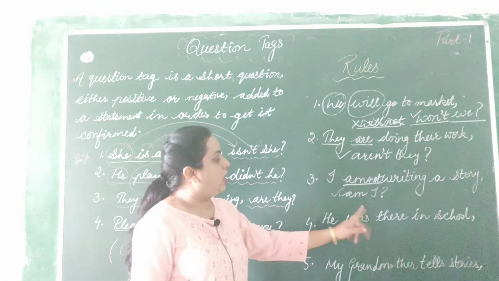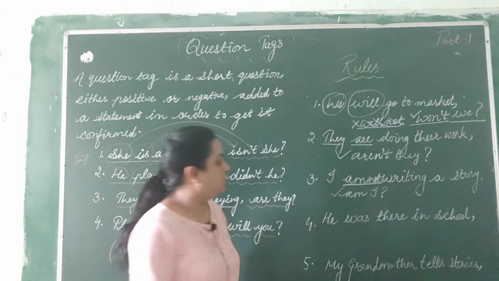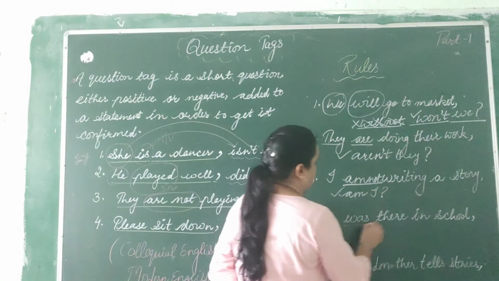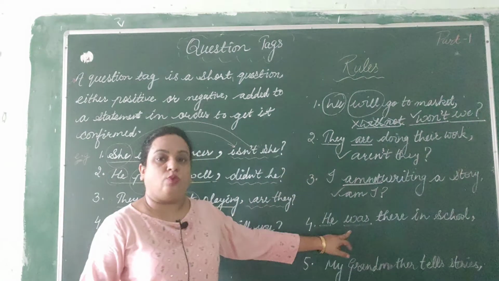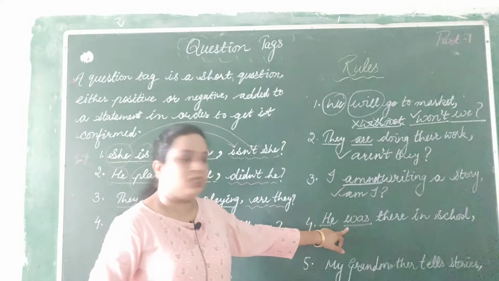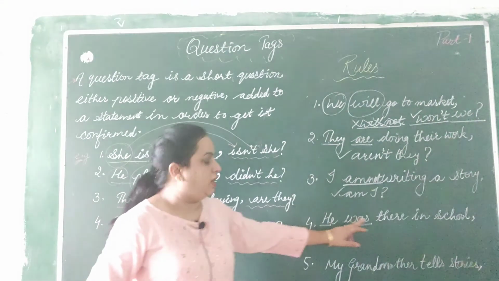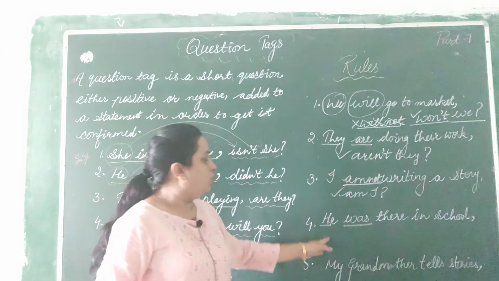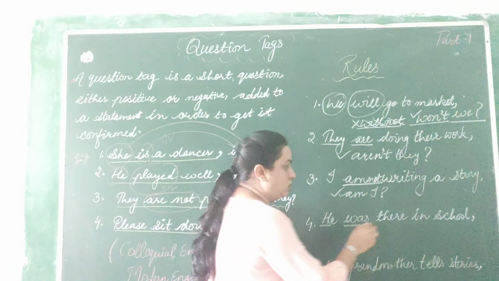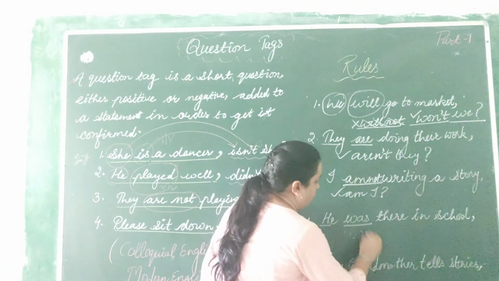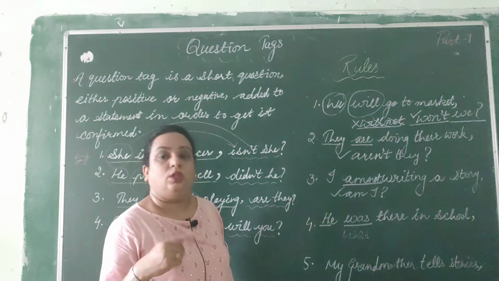He was there in school. So "he" is the subject and "was" is the helping verb, and this is once again an affirmative statement, right? Now we have to change that into negative. So, he was there in school. "Was", right? "Was not" we have to do.